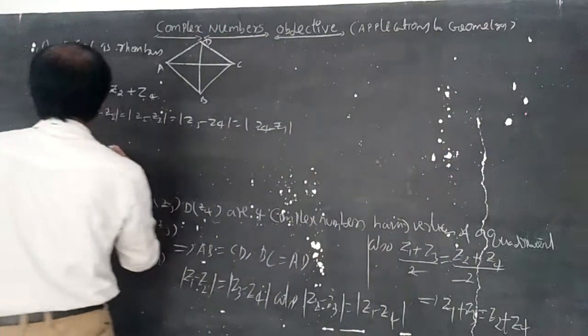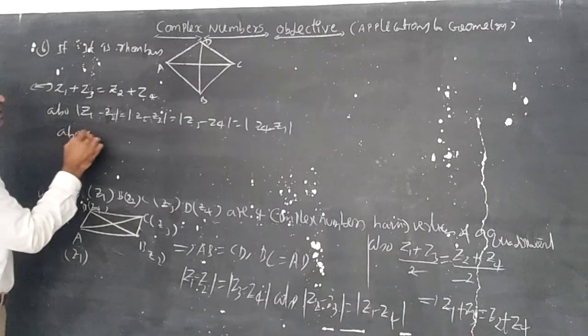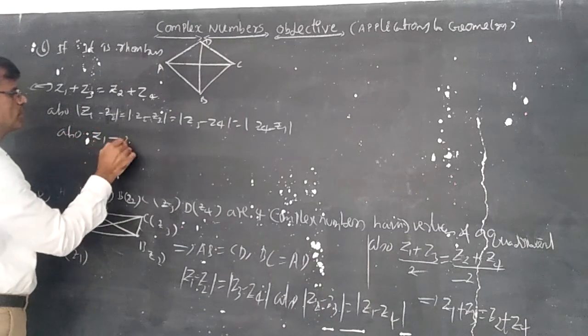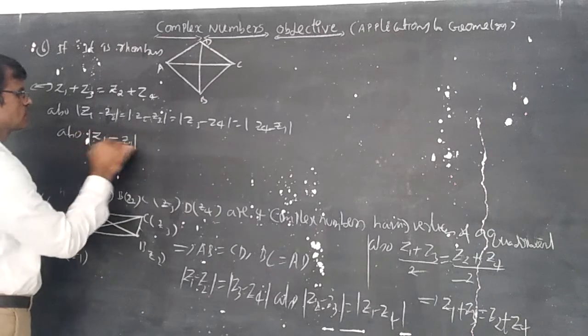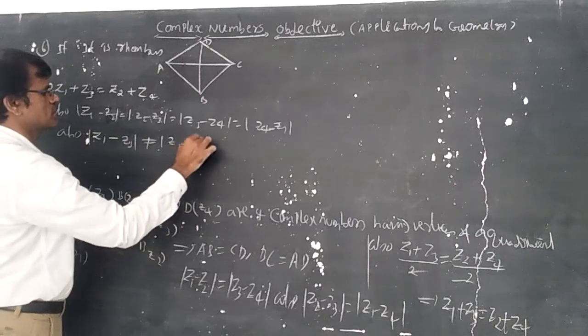And diagonals are not equal. Also you can write, diagonals are not equal. So what are the diagonals? AC not equal to BD. So modulus of Z1 minus Z3 not equal to modulus of Z2 minus Z4.